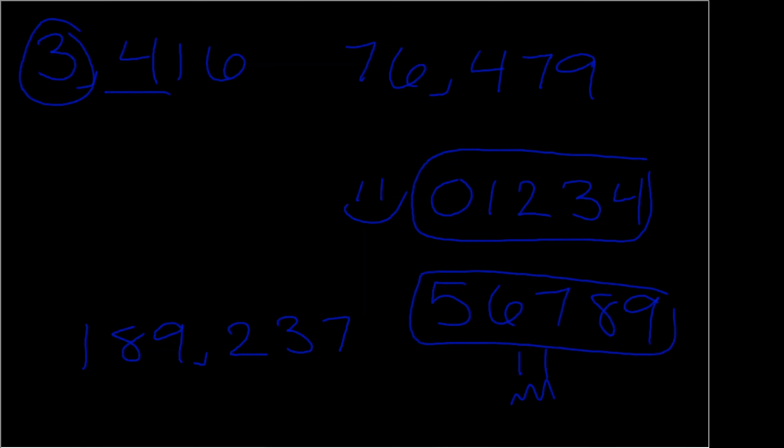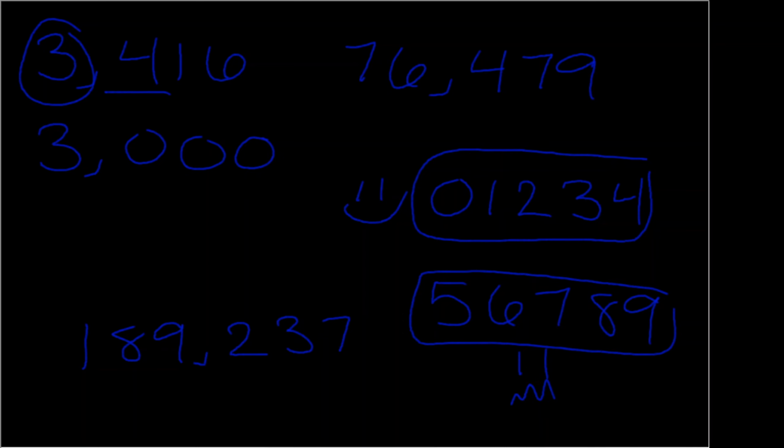So in this case of 3,416, my 4 is considered a nice boss. The nice boss tells whatever digit is circled to stay the same. So my 3 gets to stay a 3. And now everything after the 3 becomes a 0. So 3,416 rounded to the nearest thousands place is 3,000.